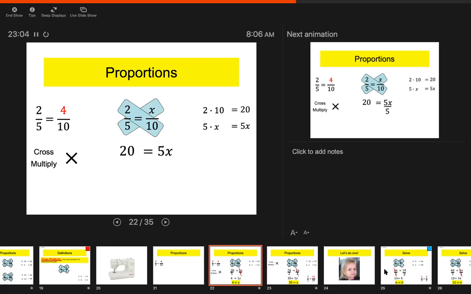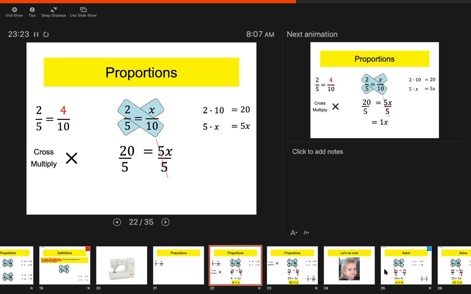Okay. Hey, what's attached to x? What number? How is 5 attached to x? How do we get rid of multiplication? So what are we going to divide both sides by? We divide both sides by 5. What is 5 divided by 5? 1. Cancels. What's 20 divided by 5?